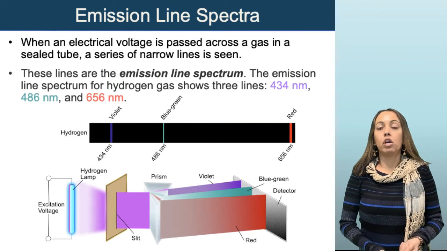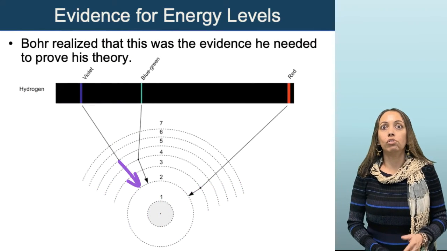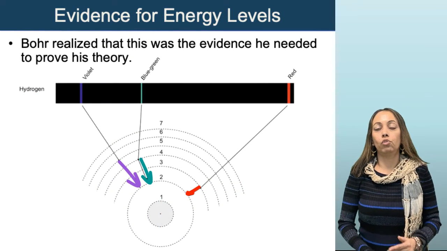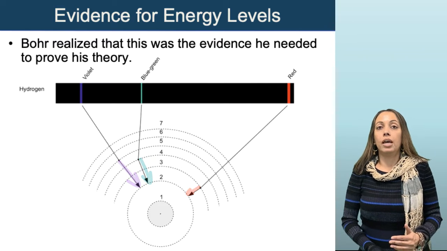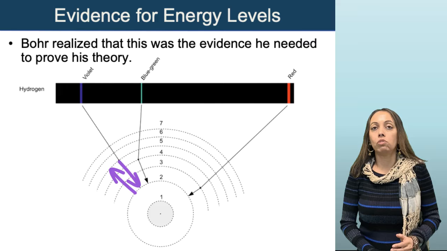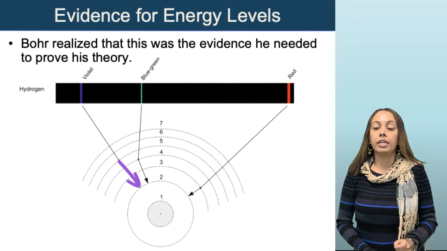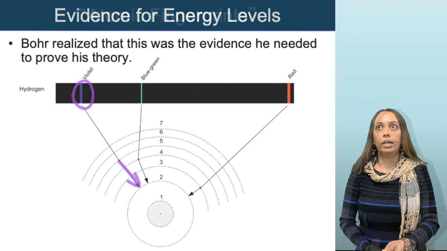He could also correspond these colors to jumps occurring from level 5 to level 2, 4 to 2, and then 3 to 2. So the electron has jumped from level 2 to level 5 and then jumped back to level 2, and that extra energy is emitted as light, which can be seen as the color violet.